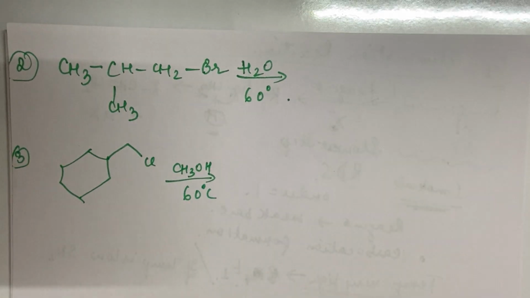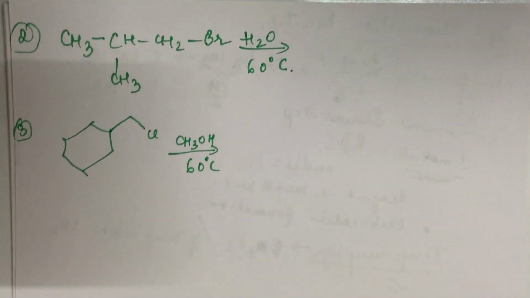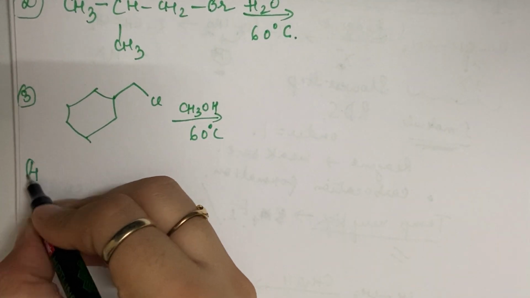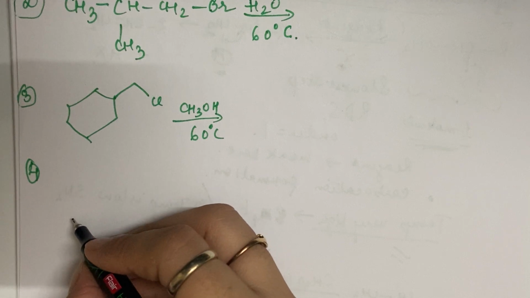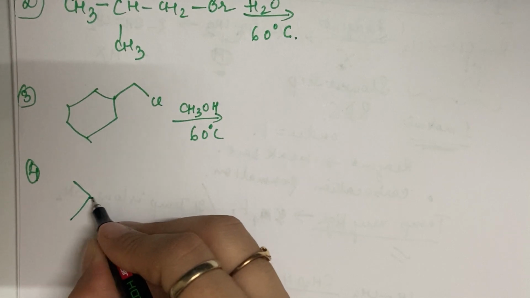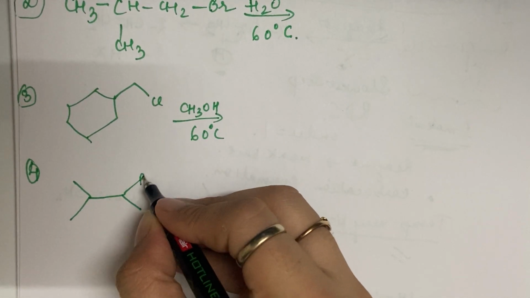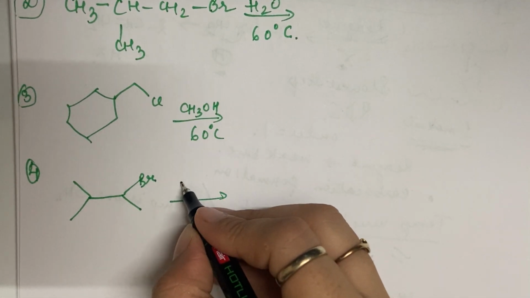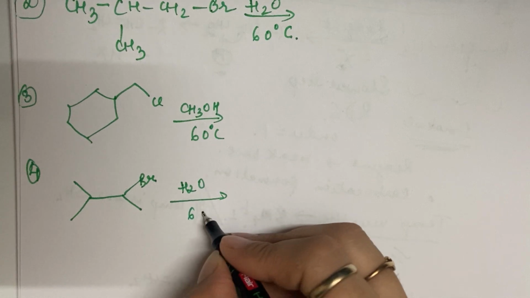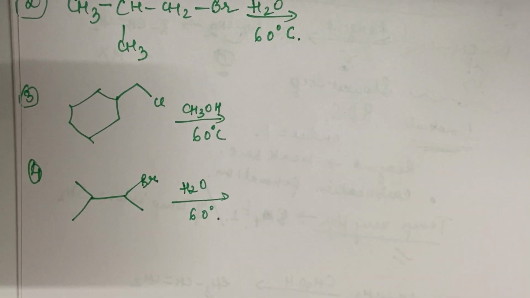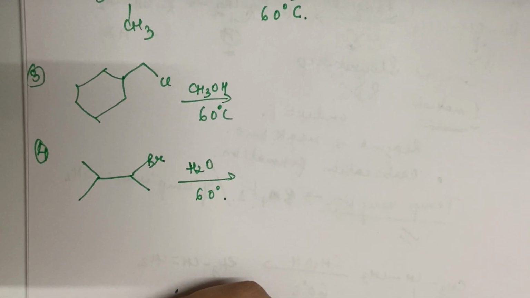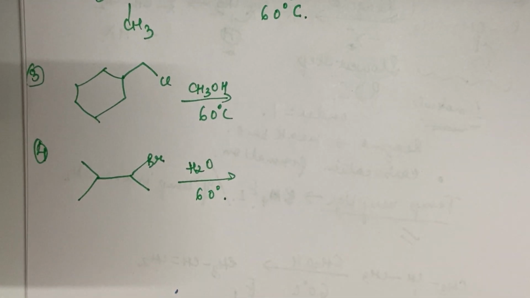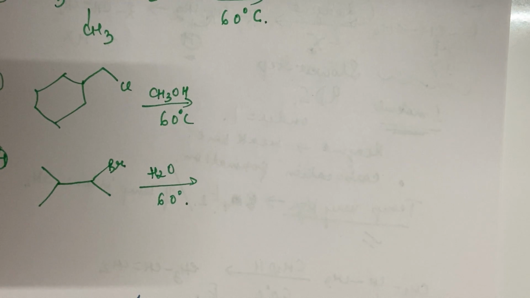This is also occurring at 60 degrees Celsius. In this also you can tell the product which is major. Then you have this one. You can tell the product in this case as well. That's it. This is all about E1 elimination reaction.